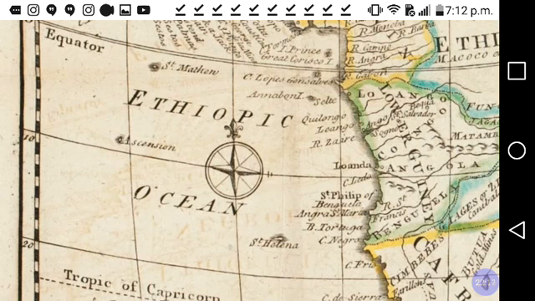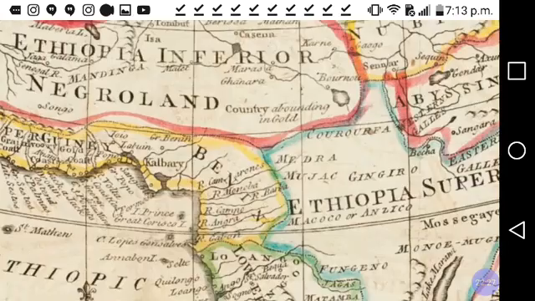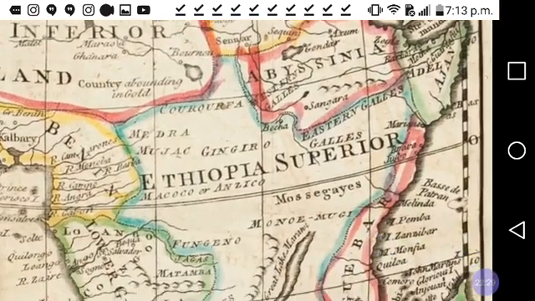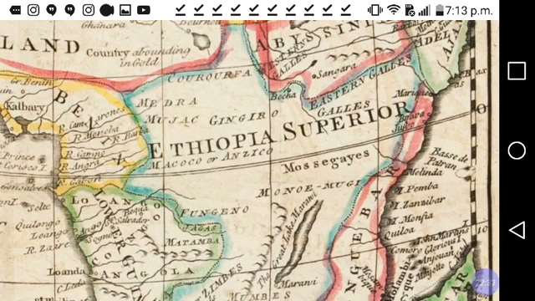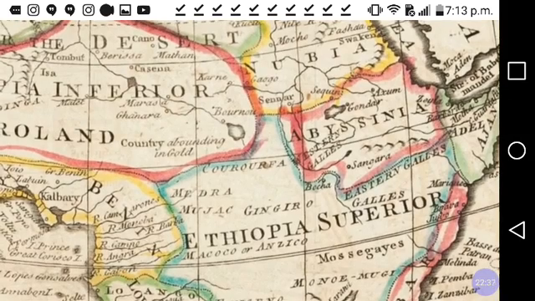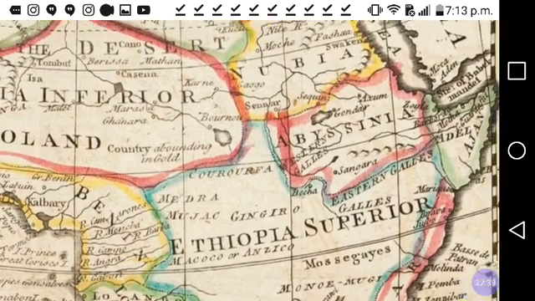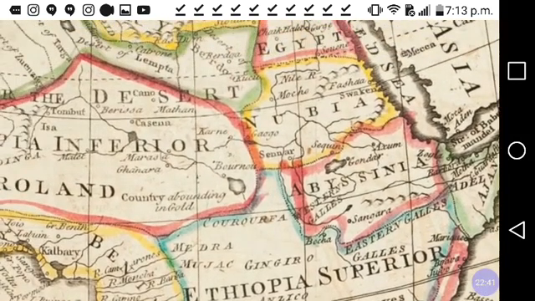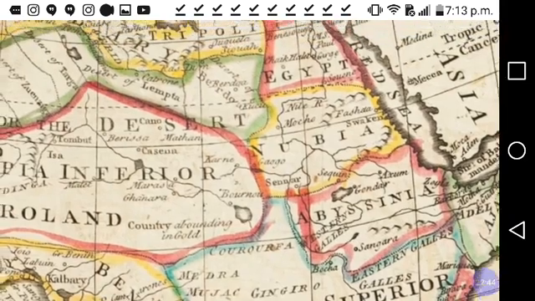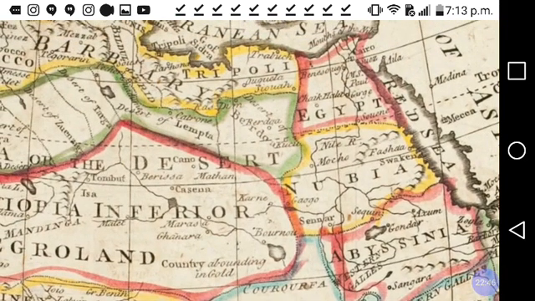Are ye not as the children of the Ethiopians unto me, O children of Israel? Amos 9:7. Ethiopia, this man was born there, speaking of the second advent. So we have Ethiopia Superior over here. We also have Abyssinia. Just note that right there. Now, this is based on the Europeans' intel at that time, saying that in these large areas, this is what these large areas were called and referred to.